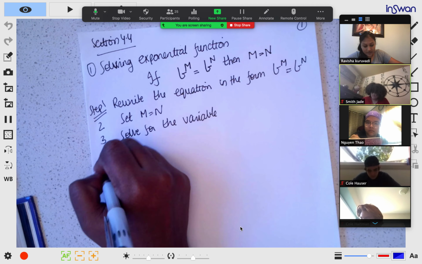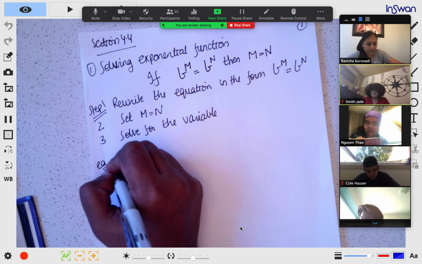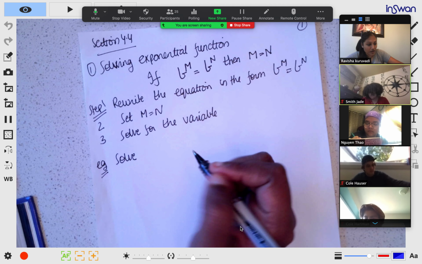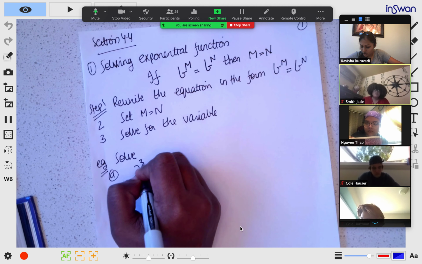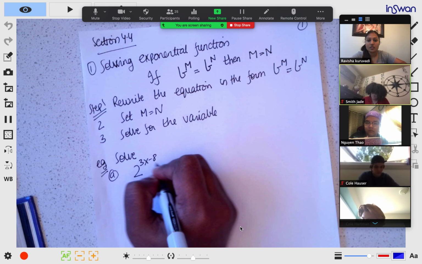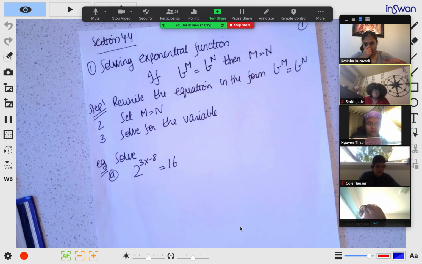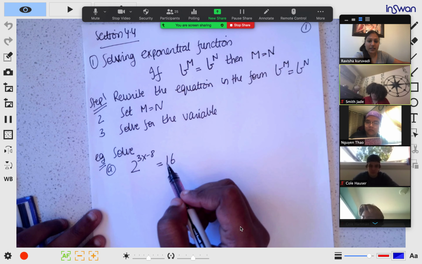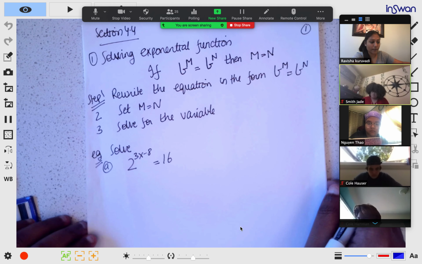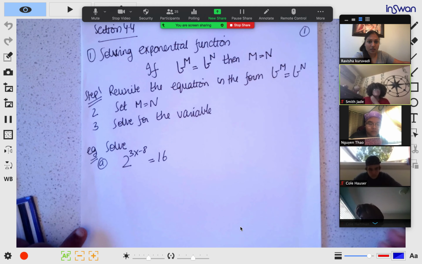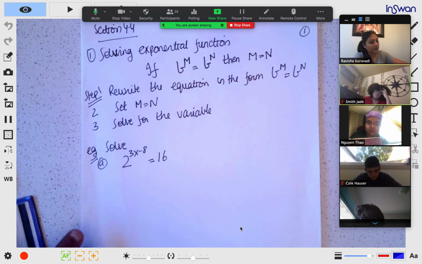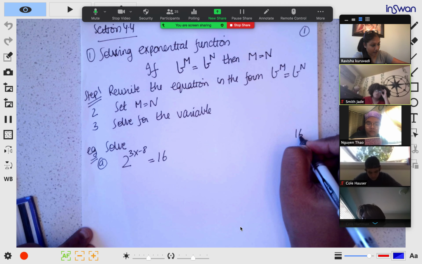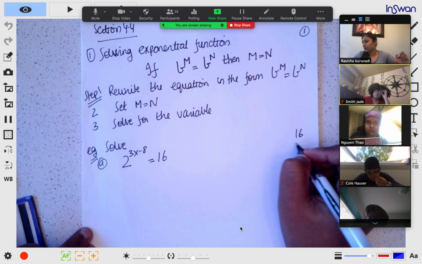So if you're given, it says solve. Okay, let's do part a. It says 2 to the power of 3x minus 8 is equal to 16. You are given 2 to the power of 3x minus 8 is equal to 16. Okay, can anyone tell me, before doing that, let's make factors of 16.